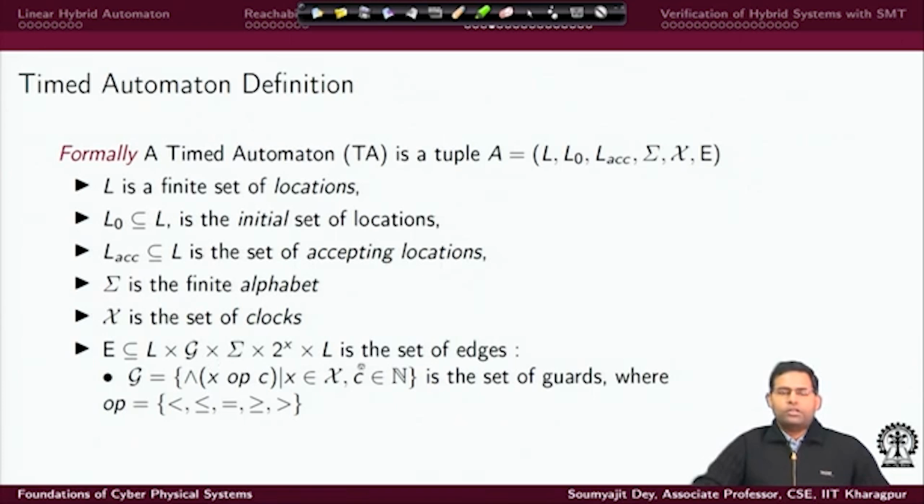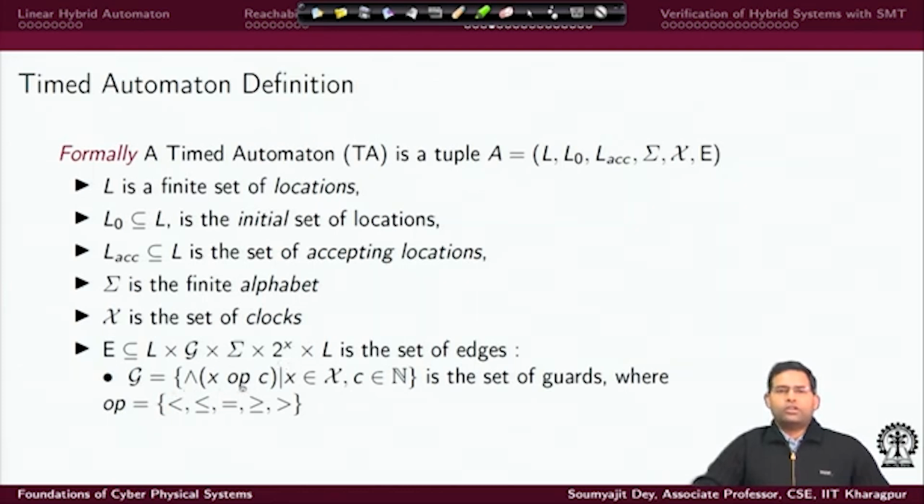And you will have your set of edges. Now when you have an edge, basically it is a transition from one location to another location, and when taking this transition, your clock variables, I mean the continuous variables, should satisfy some guard condition, and there should be an input event that is part of the alphabet based on which the transition will happen. And while this transition happens, a subset of the set of clocks may or may not be reset. So that is why you have 2 to the power X here, the power set of all possible subsets of X.